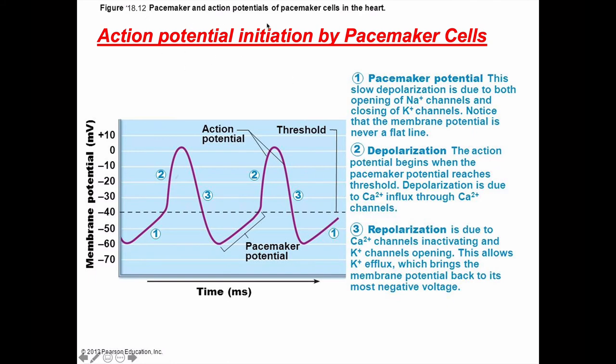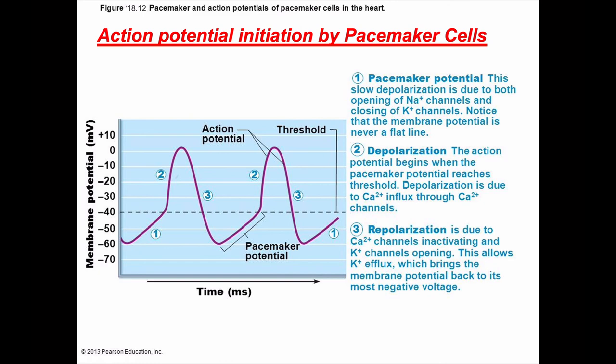If you look at the action potential initiation by the pacemaker cells, before this you have to know what pacemaker cells and pacesetter cells are, and what depolarization and repolarization are. For this you have to understand the ECG, which I'm going to discuss. Before that, you have to know that there is some electrical activity taking place in the cardiac muscles. The action potential ranges between minus 60 millivolts and 0 millivolts.